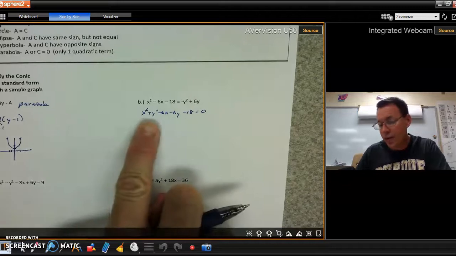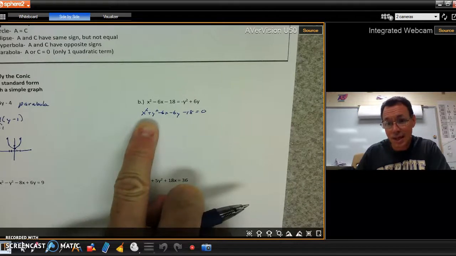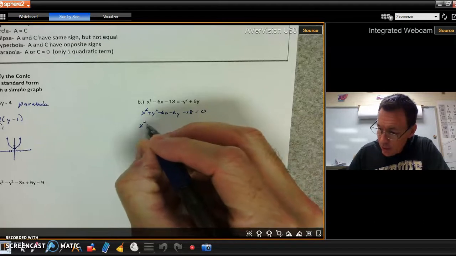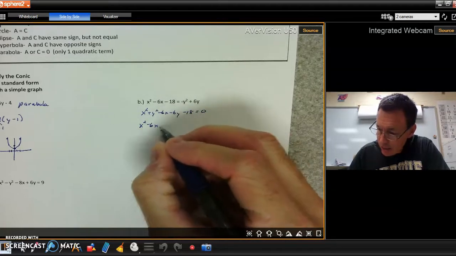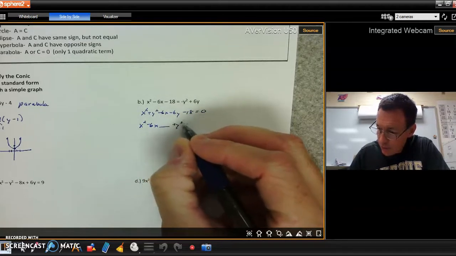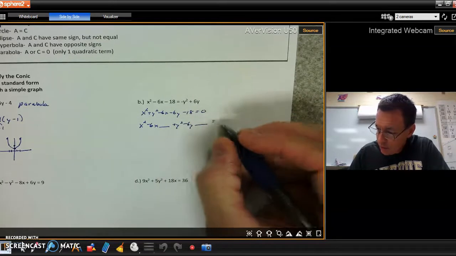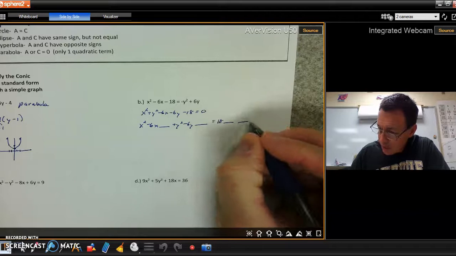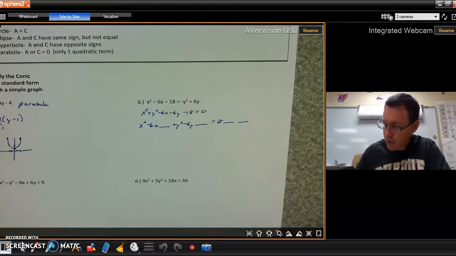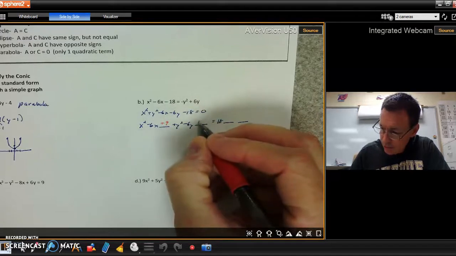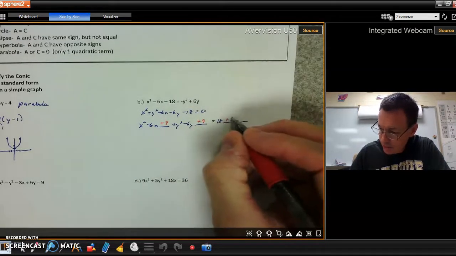And now that you've got the x squared and the y squared on the same side, you can see that that is clearly a circle. They both have a 1 in front of them. So now I know what I'm dealing with. X squared minus 6x, leave a blank. Y squared minus 6y, leave a blank. We're going to move the 18 over, a couple blanks. Switch colors here. So what's this? Plus 9, plus 9.